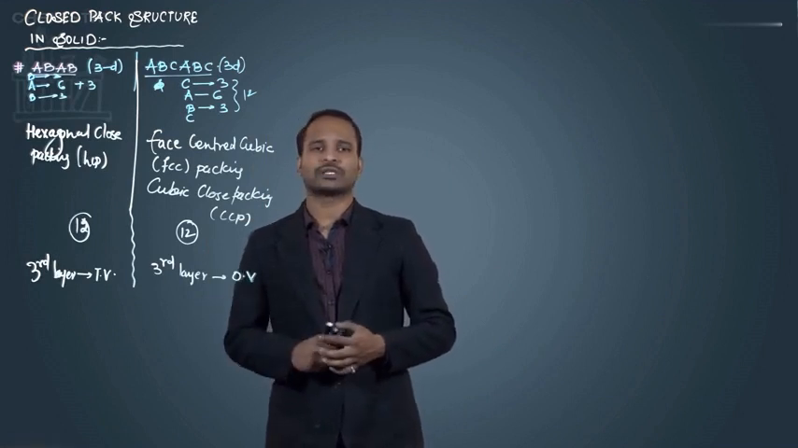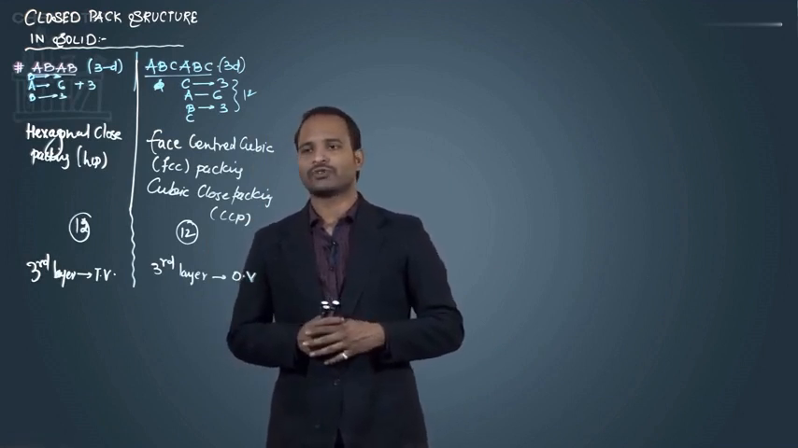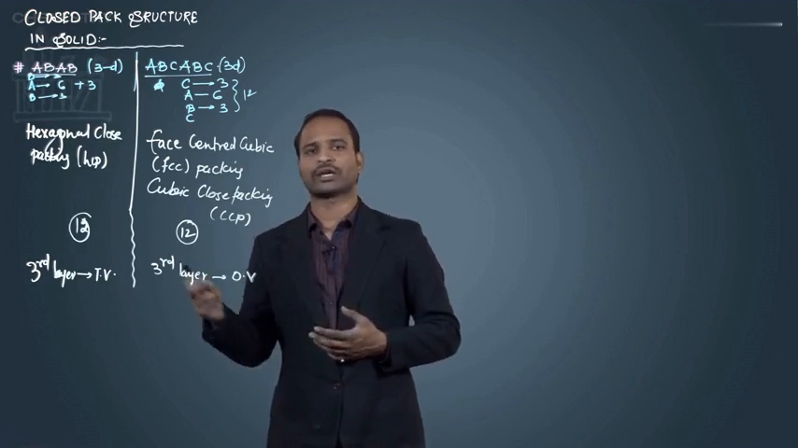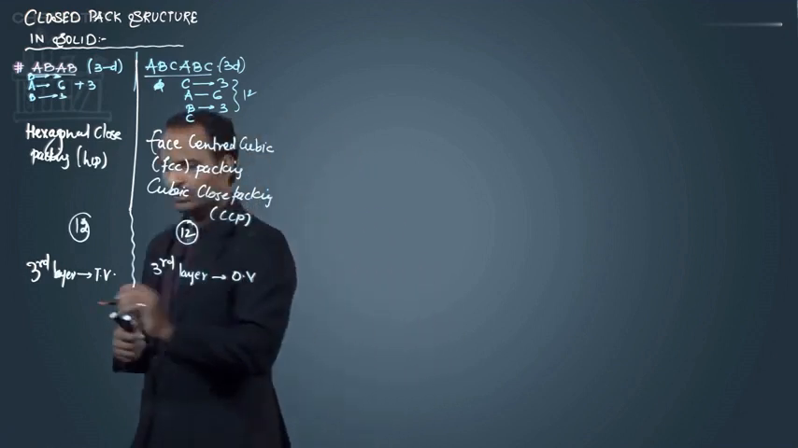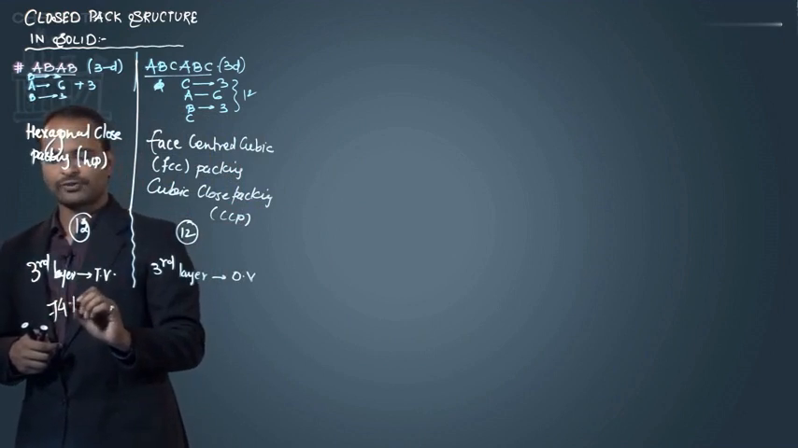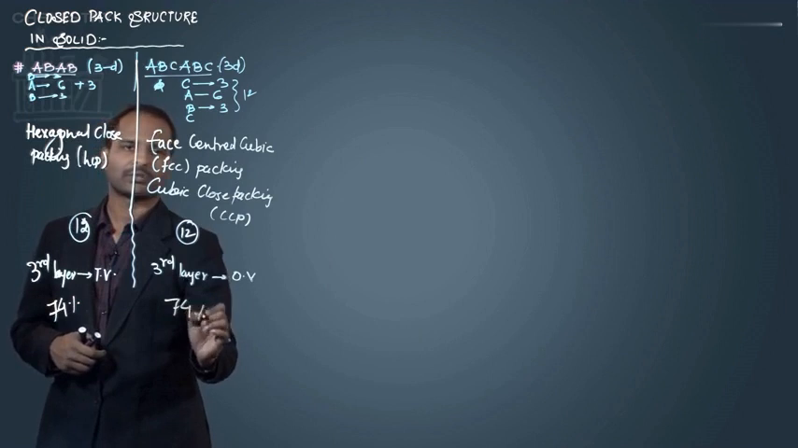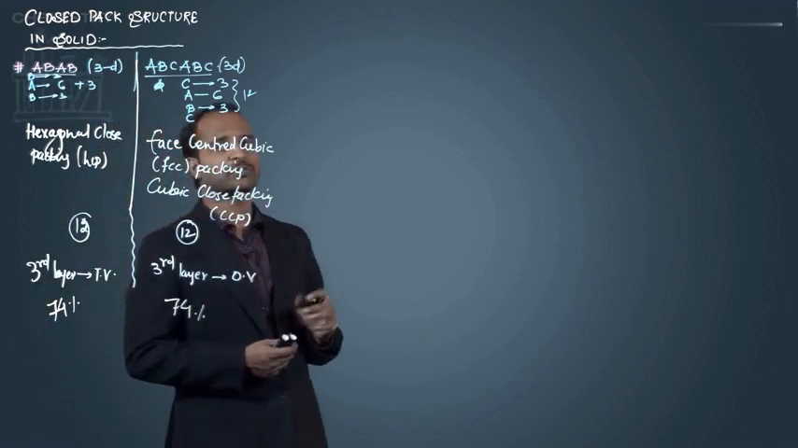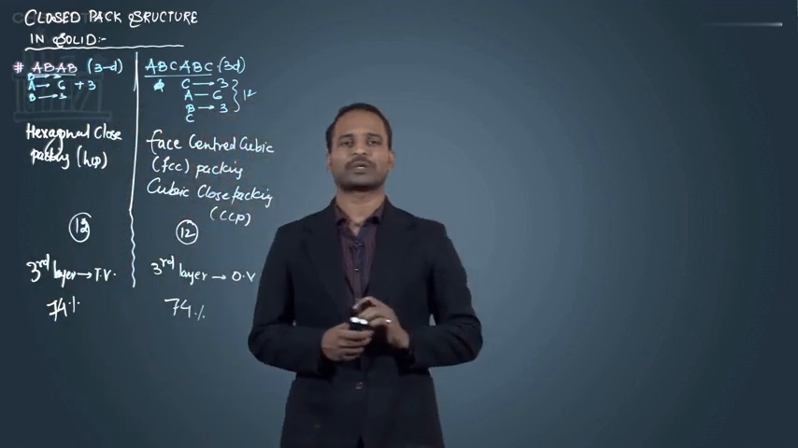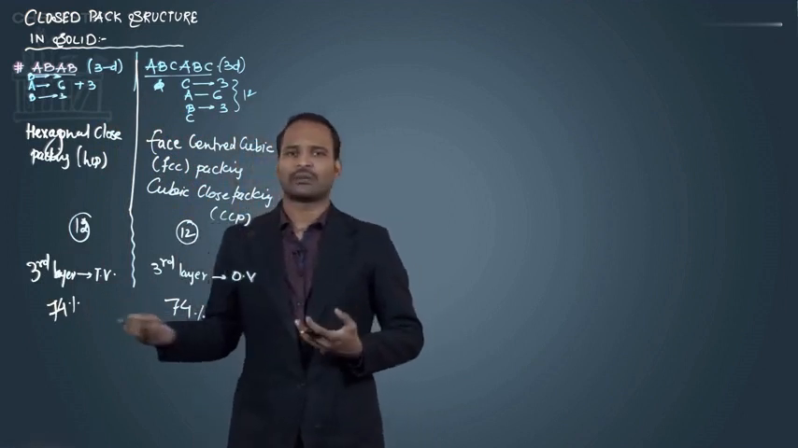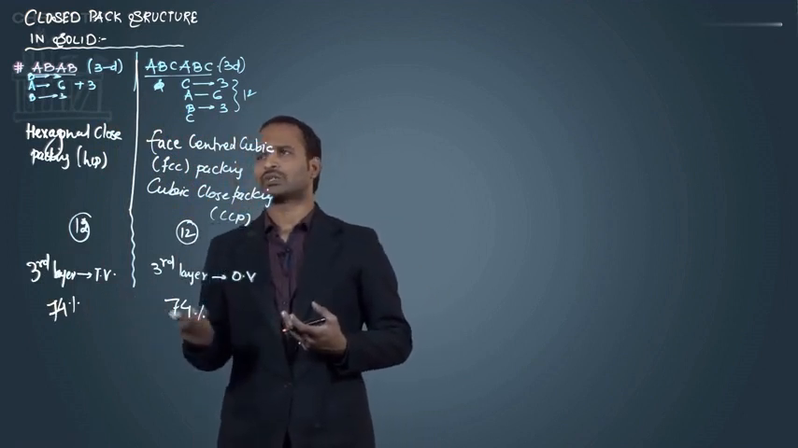In the case of both, the coordination number is the same and the packing efficiency is also the same. For both, the packing efficiency is 74%. The 74% packing efficiency means out of the total available space, 74% of the space is occupied by the atoms and the remaining space is vacant. The vacant space is in the form of voids. So we did the close packed structure in a solid.